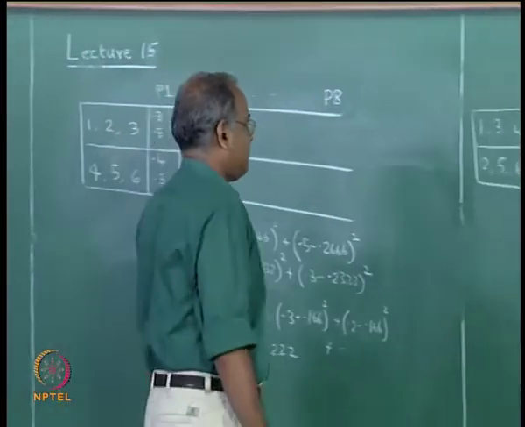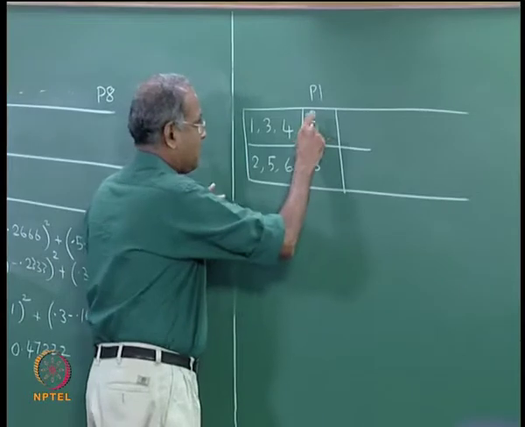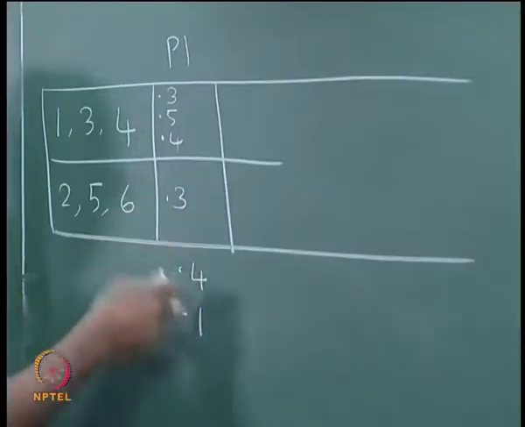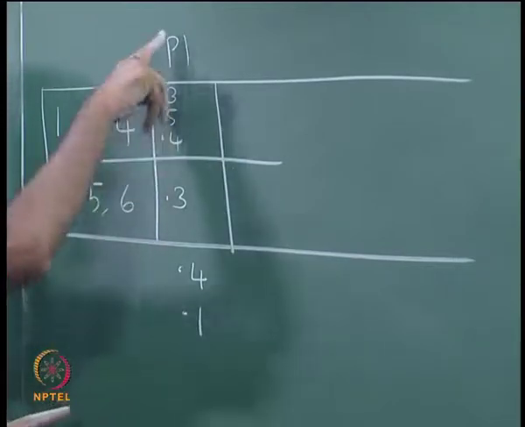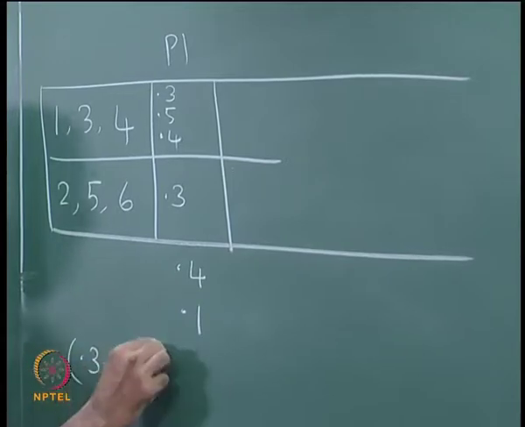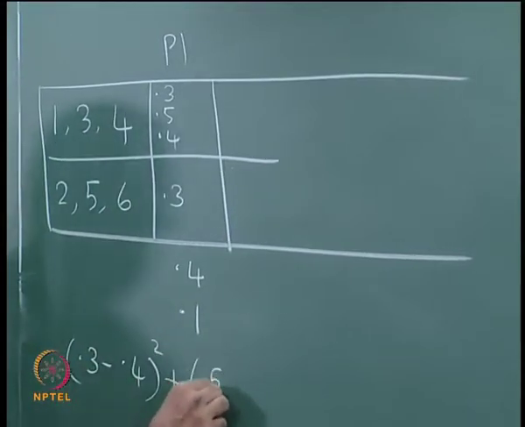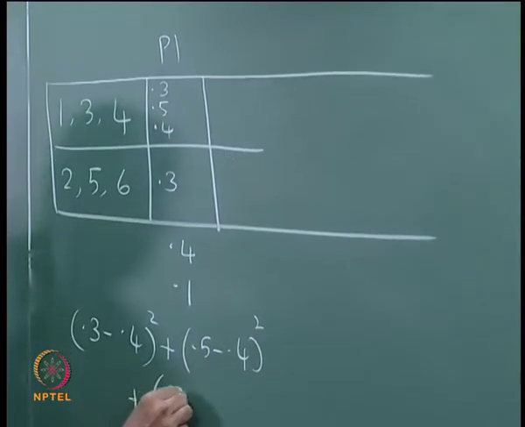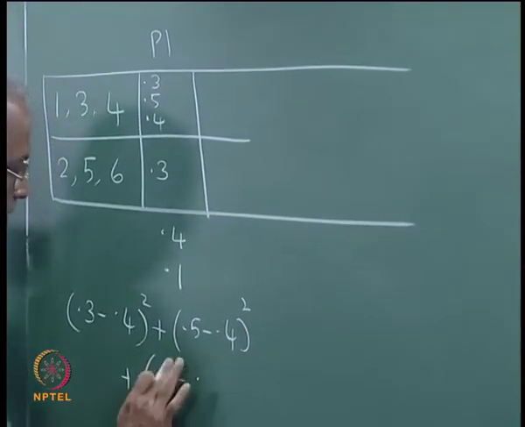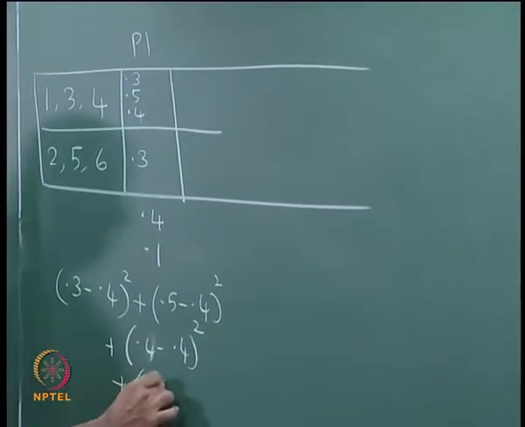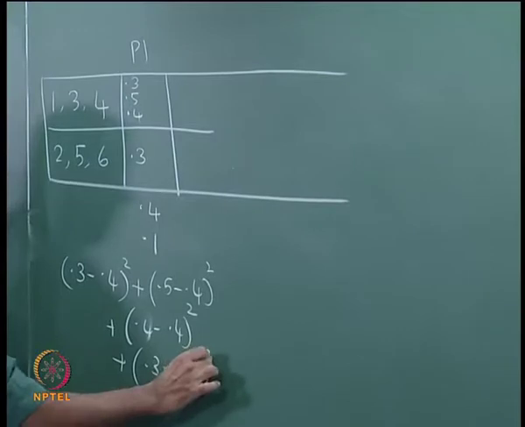So, the average is 0.4 for this and the average is 0.1 for this. So, the contribution of P1 will be (0.3 minus 0.4) square plus (0.5 minus 0.4) square plus (0.3 minus 0.4) square plus (0.3 minus 0.1) square.